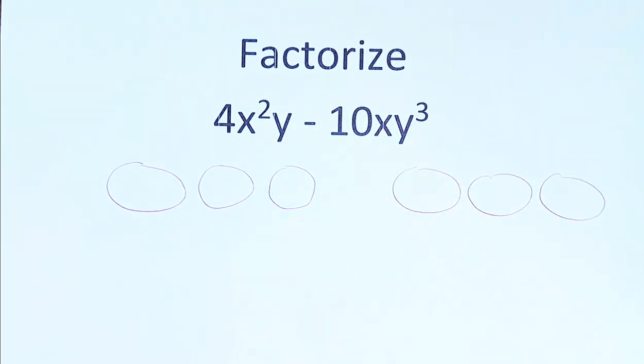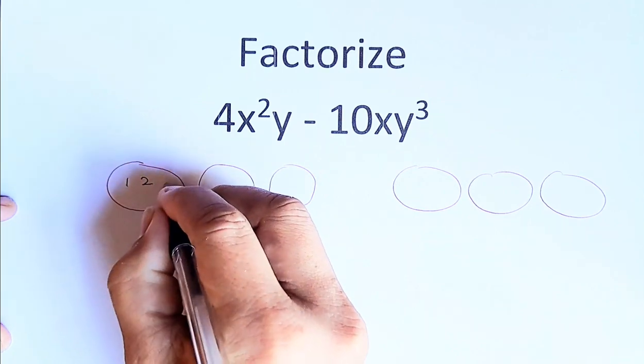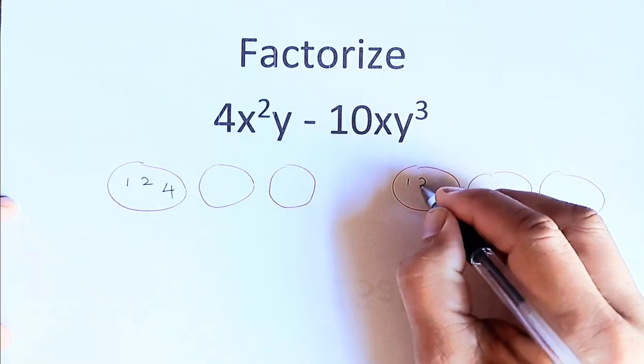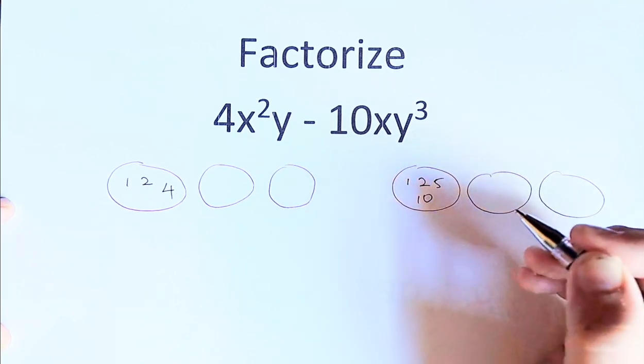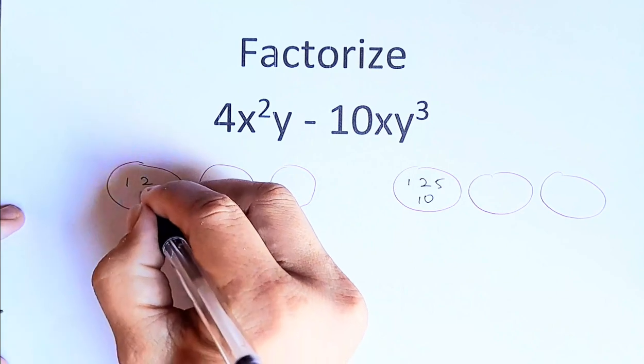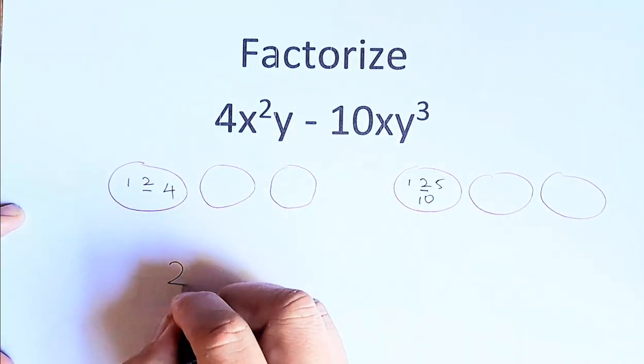So what are the factors of 4? The factors of 4 are 1, 2, and 4. And the factors of 10 are 1, 2, 5, and 10. What you're going to do is find the highest common factor. If you look at it, the highest common factor is 2. So we're going to put 2 outside the bracket.